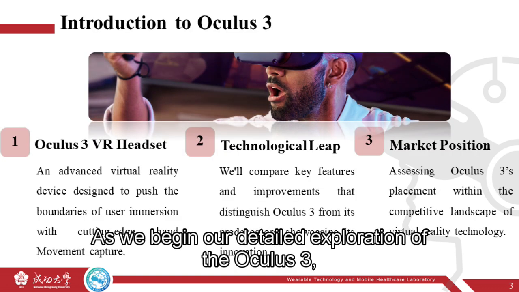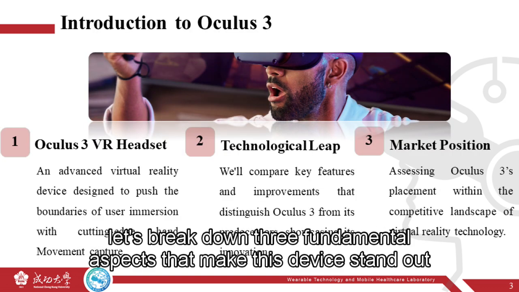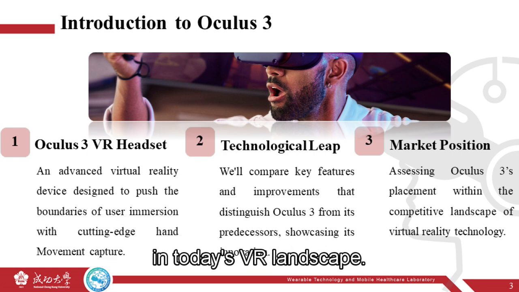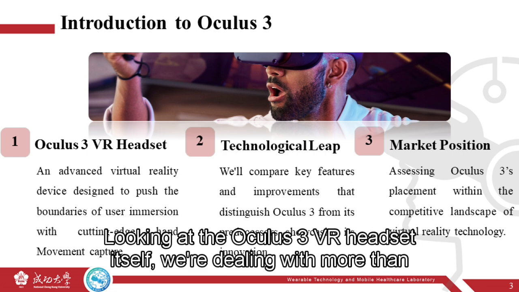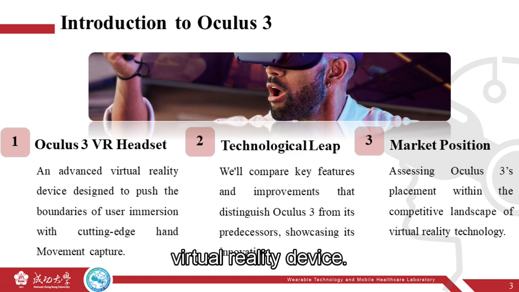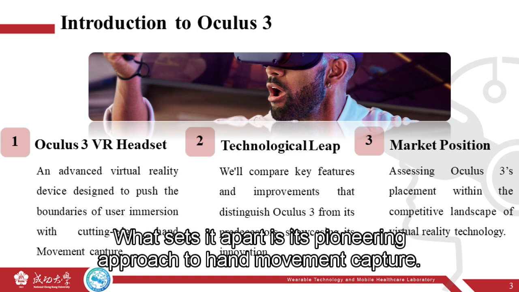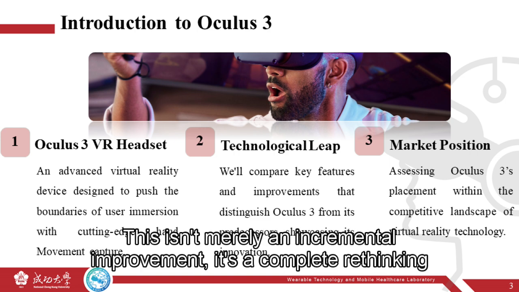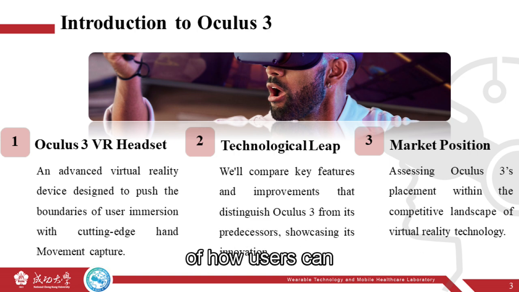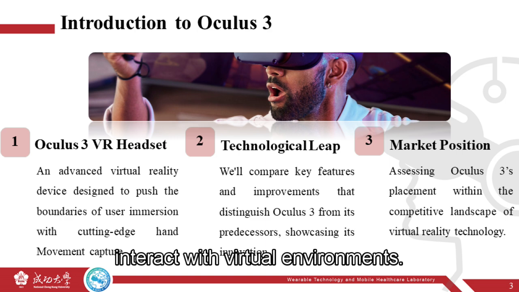As we begin our detailed exploration of the Oculus-3, let's break down three fundamental aspects that make this device stand out in today's VR landscape. Looking at the Oculus-3 VR headset itself, we're dealing with more than just another virtual reality device. What sets it apart is its pioneering approach to hand movement capture. This isn't merely an incremental improvement, it's a complete rethinking of how users can interact with virtual environments.